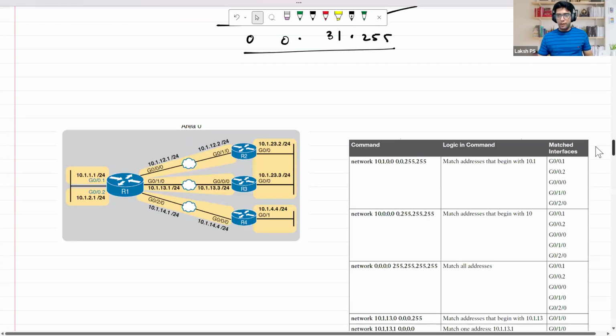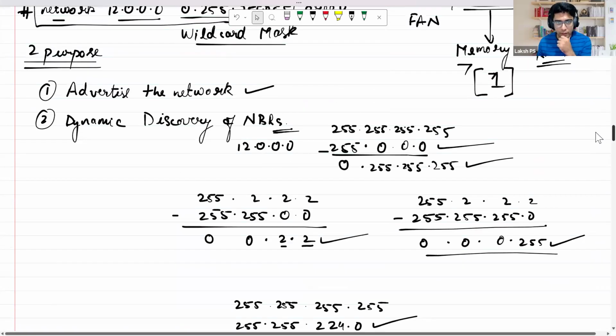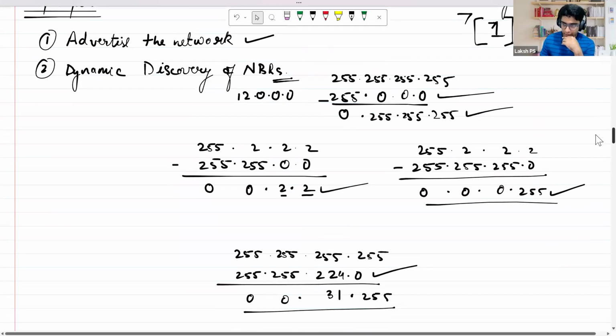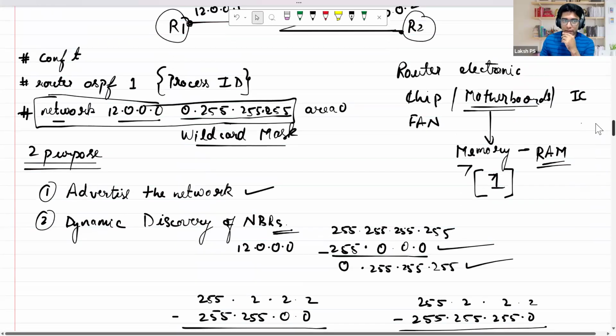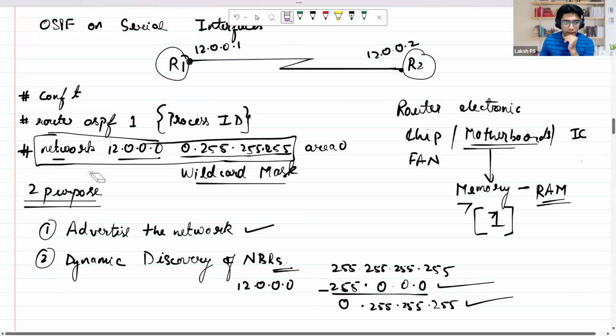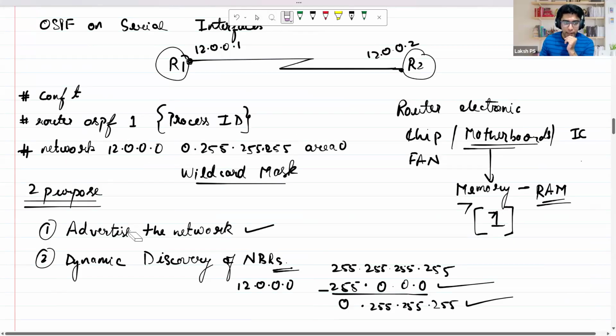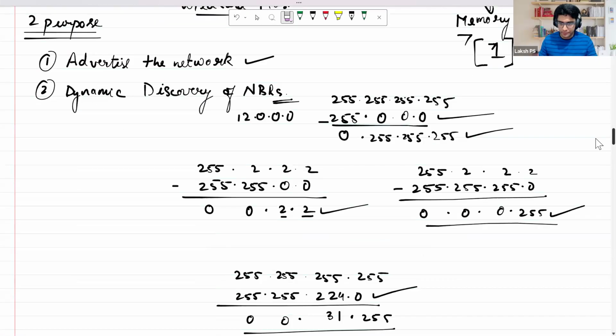Now, I hope you are clear with what a wildcard mask looks like and how to find the wildcard mask for the respective address masks. Now, what is the significance of this network command and wildcard mask combination? We have to understand that. I have mentioned it is used to advertise the network, but how is it that the network ID and the wildcard mask are advertising the network? Let's try to understand that.